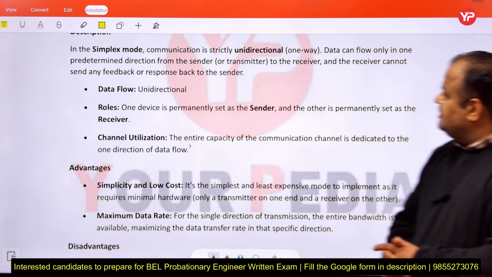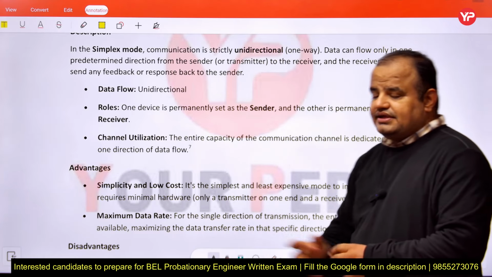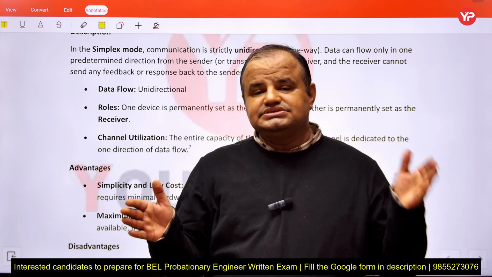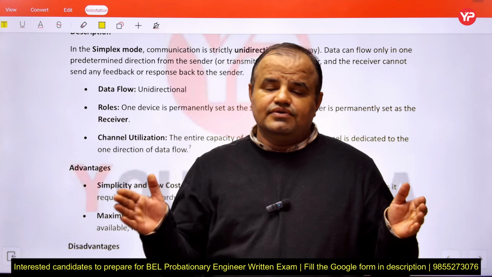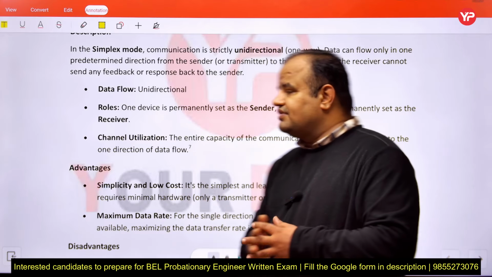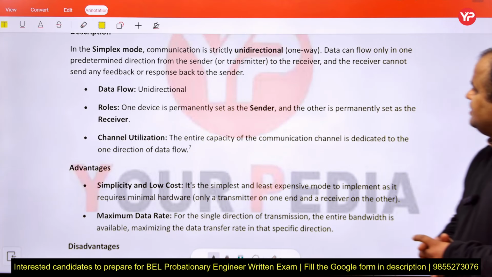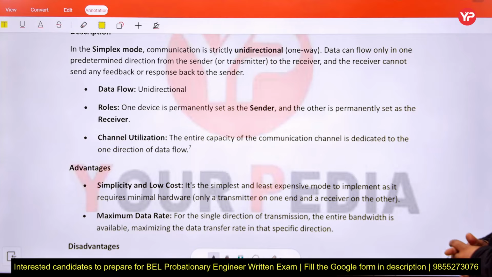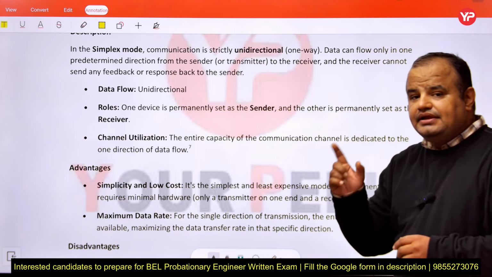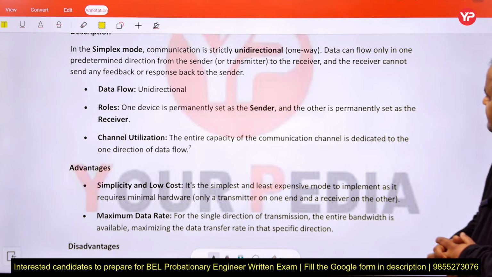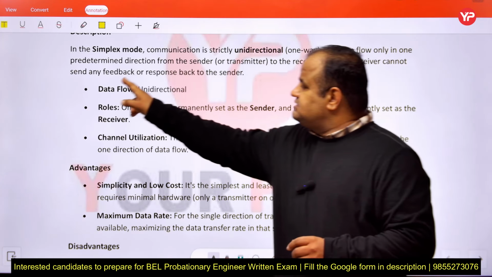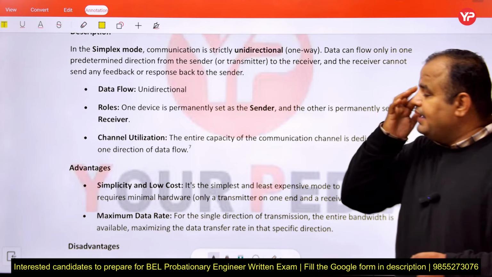In the simplex mode, communication is strictly unidirectional. It means if we have two devices, only one device can communicate, and the second is only for listening. That's why it is unidirectional. That is, data can flow only in one predetermined direction. Keep in mind the word predetermined, from the sender to the receiver, and the receiver cannot, again very important point, send any feedback or response back to the sender.